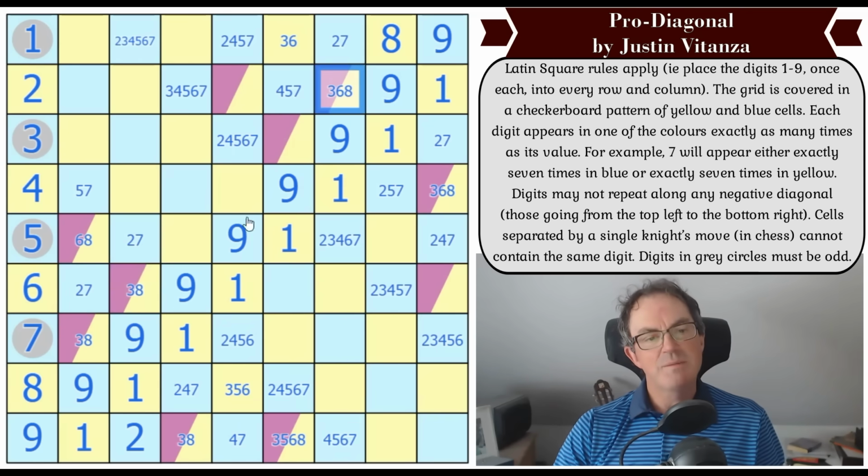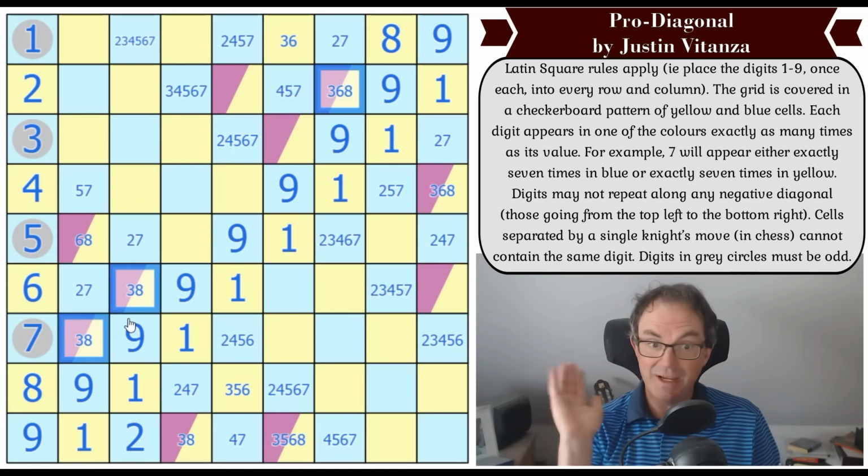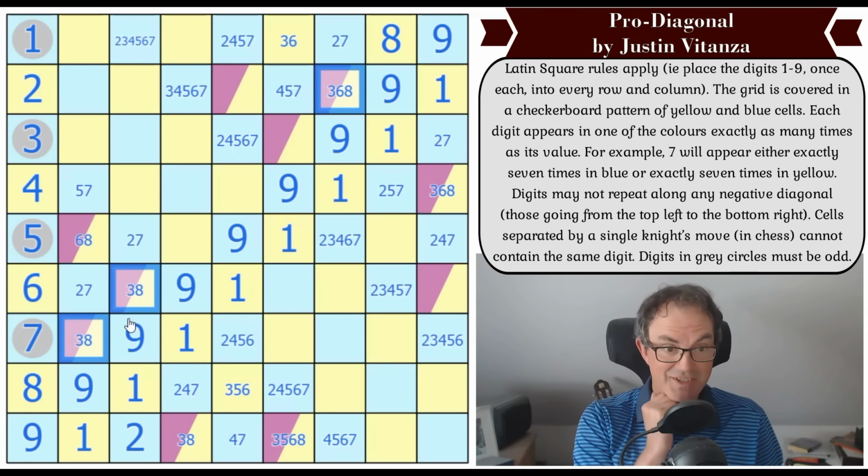Oh no, I was about to say you can't repeat a digit on that diagonal. That's total and utter nonsense. The positive diagonals are just going to be repeated digits, I think. I think that's where we're going to end up.